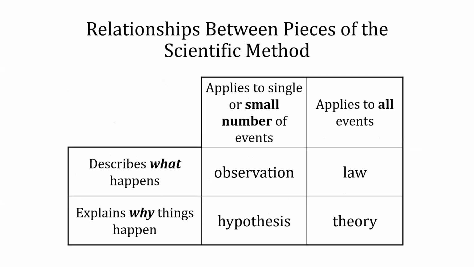This summarizes the relationships of the 4 terms discussed in this lecture. An observation describes what happens with a small number of events, where a hypothesis explains why things happen. A law describes what happens with all events, and a theory explains why things happen.